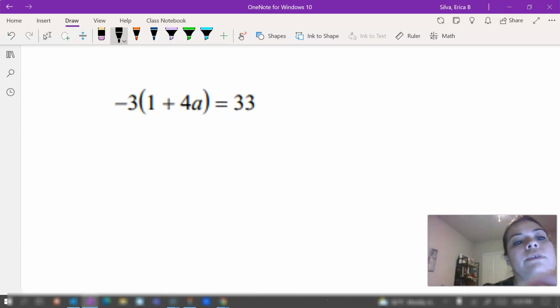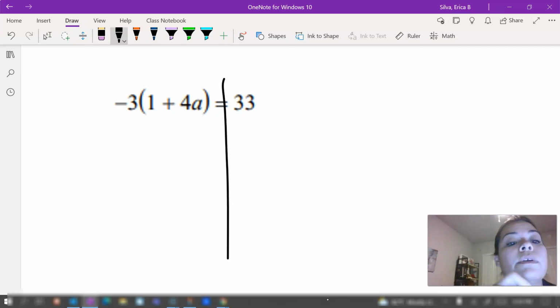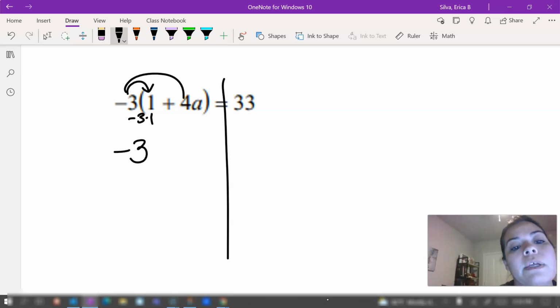All right, let's go ahead and do the next one. Put our line down the middle of the equal sign. Notice how we have a parenthesis, so we always do that first. Negative 3 times 1 is negative 3, and then negative 3 times 4a is negative 12a.